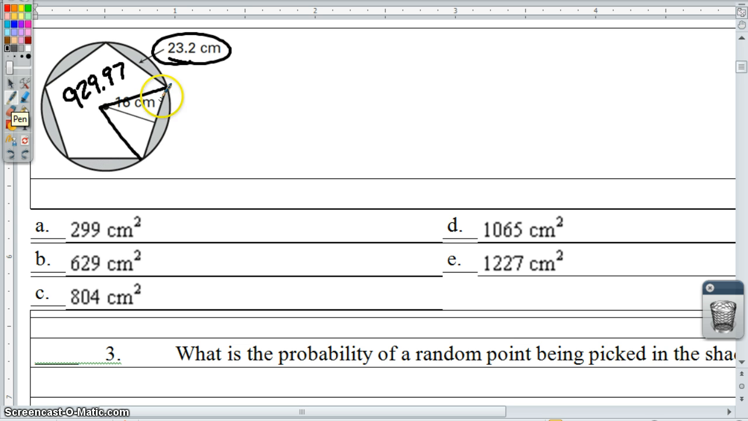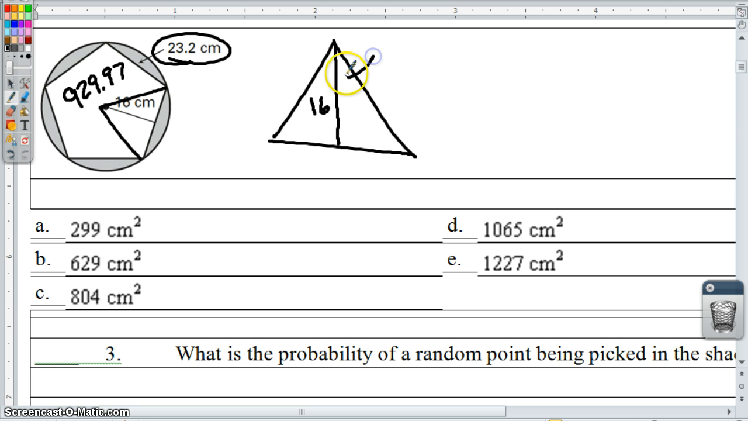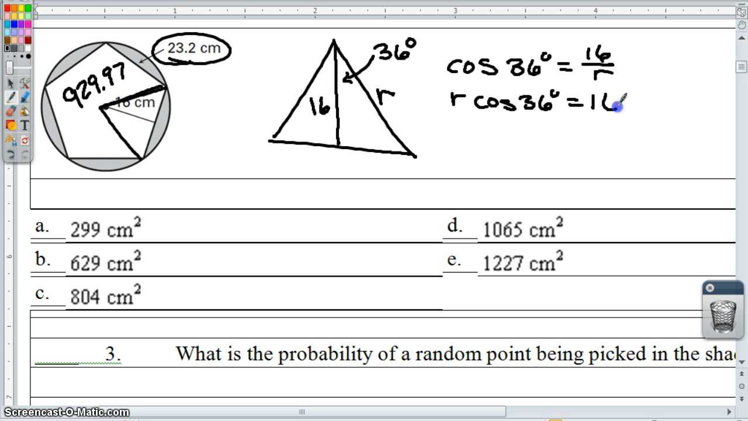So now this isosceles triangle also is going to help us find the radius of the circle. This is 16. Remember, this half is 36 degrees. This side right there is the radius of the circle. So we're going to use trig to figure that out for r. That's the adjacent, that's the hypotenuse, so we're going to use cosine. Cosine of 36 degrees is equal to 16 over r, multiply the r up, r cosine of 36 equals 16, divide by the cosine over, r equals 16 divided by cosine of 36. We get 19.77. That's my radius.